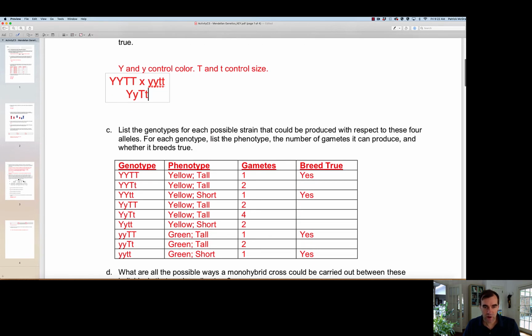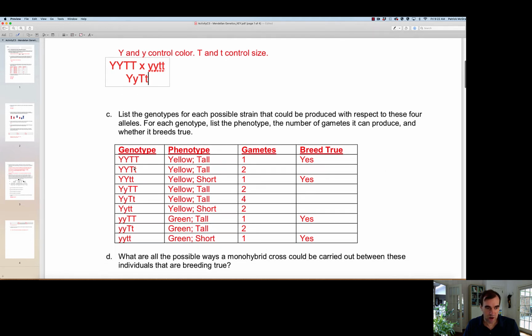So what are all the possible genotypes? There's 9 total genotypes that occur, and we just listed them all out right here. You have 3 combinations of Y, 3 combinations of T, and if you multiply those together, you get 9. And for each of these, we just use the standard dominance recessive relationships to figure out the phenotype. And then we also try to figure out the number of gametes.